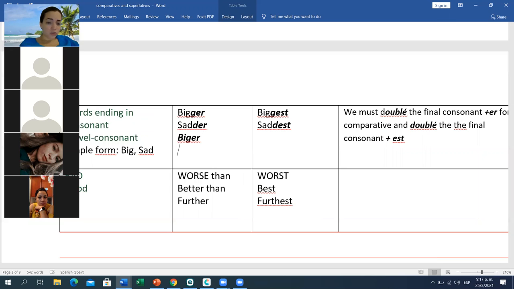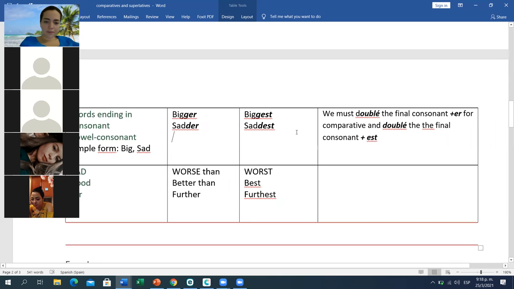Always watch out for this, which is also important, please. Okay, I don't want you to say bigger. Pay attention to double the last letter, okay? You have to double, duplicate the last letter, right? Okay? Basically it is that, duplicate the last letter. One moment, please. Okay. Sadder, saddest. Remember to double the last letter.